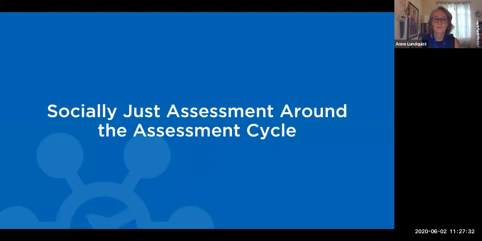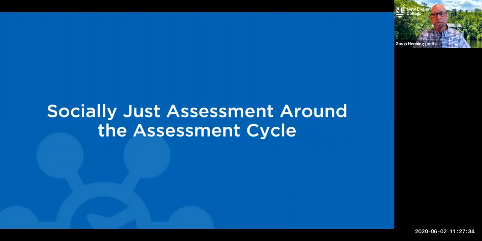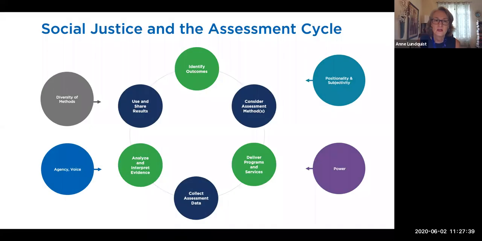Mm-hmm. So I'm going to pass it over to Anne to talk a little bit about social justice around the assessment cycle. Thanks, Gavin. So I think that the context is so important, and we'll come back to our assessment cycle here for a moment. Again, we tend to separate these things out, but part of this way of thinking comes out of some work that C.G. Heiser, Krista Prince, and Joe Levy did, when they wrote a piece about applying critical theory to assessment work, particularly in student affairs, but I think this is applicable more broadly.